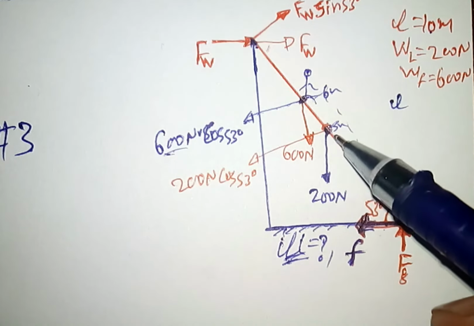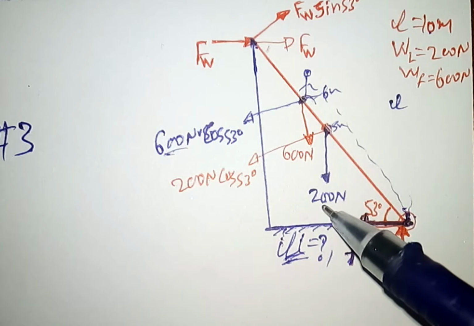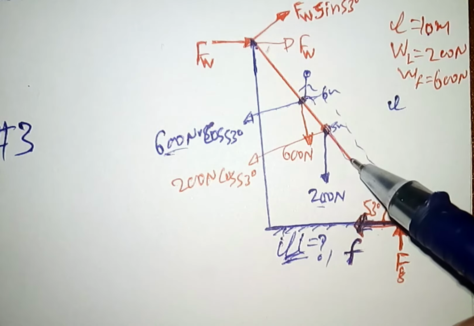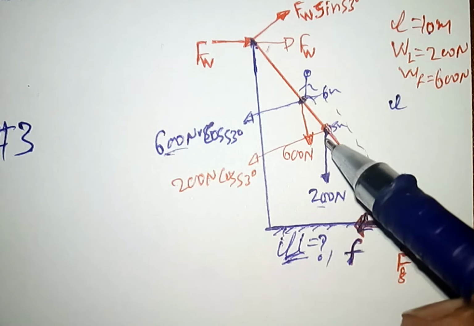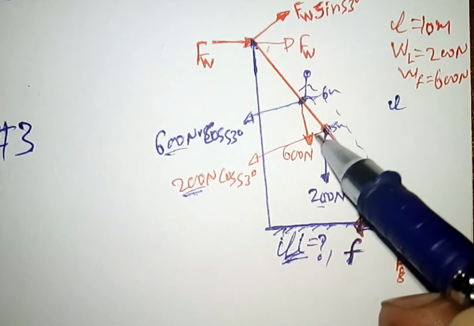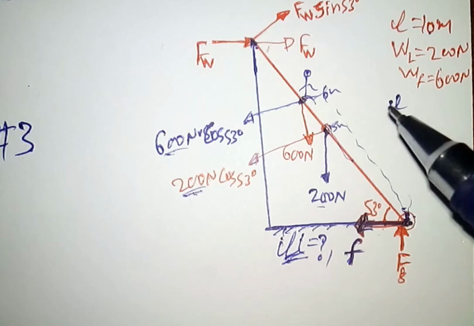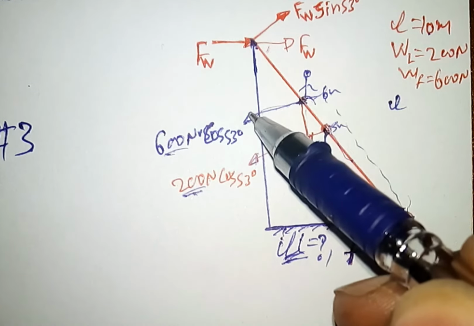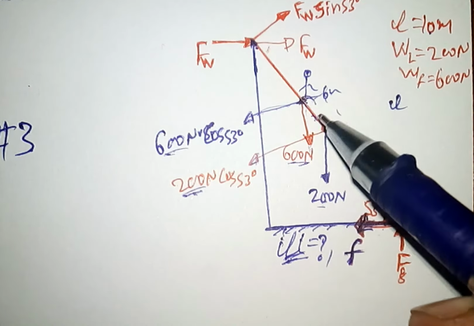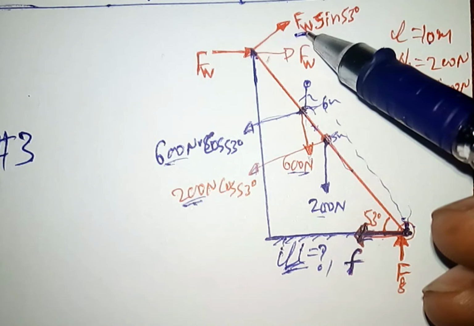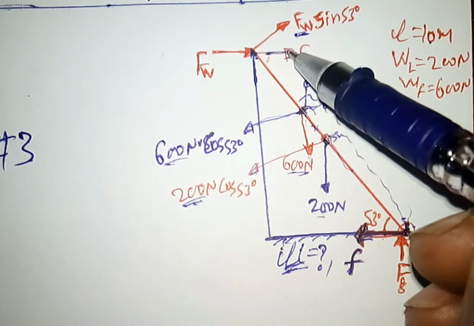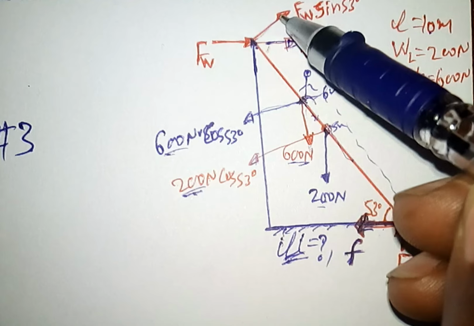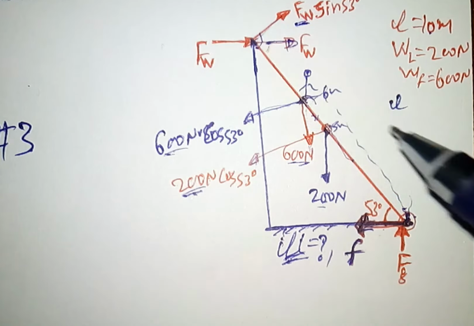And then we can resolve the weight of the ladder into two components. One is lying along the ladder itself and the other is perpendicular to the ladder, which is causing the torque. And also the weight of the firefighter, 600 Newton, can be resolved into perpendicular and parallel components. And the normal force from the wall is also resolved into two components, the component which is perpendicular to the ladder.